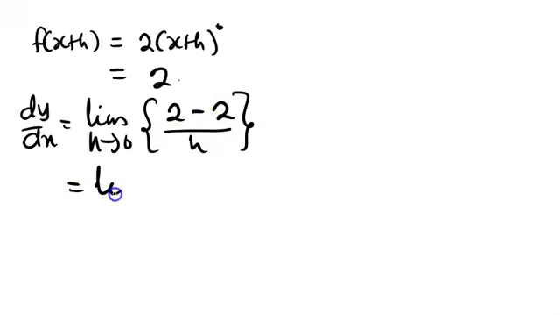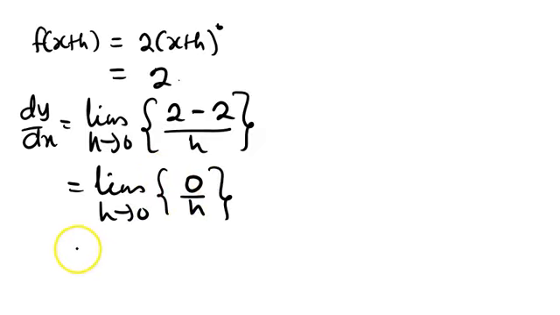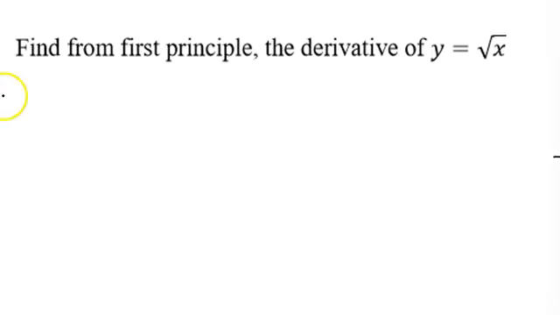So this is equal to the limit as h tends to 0 of 0 over h. Now 0 over h will be equal to 0. So to summarize, the derivative of a constant is always equal to 0. Let's take another question.